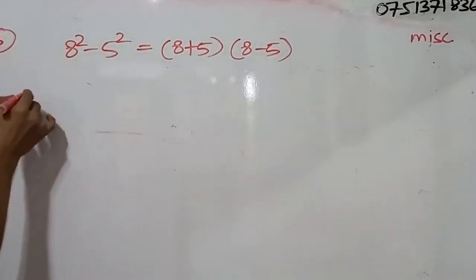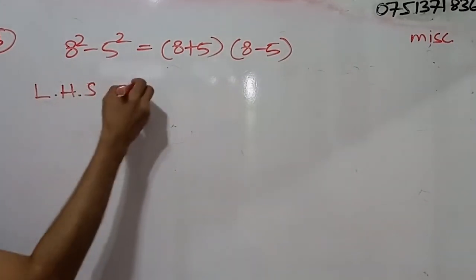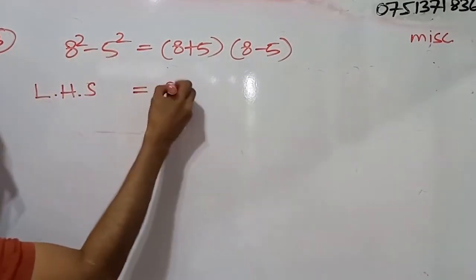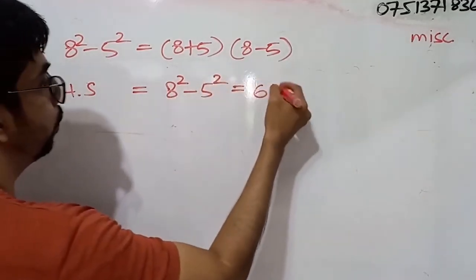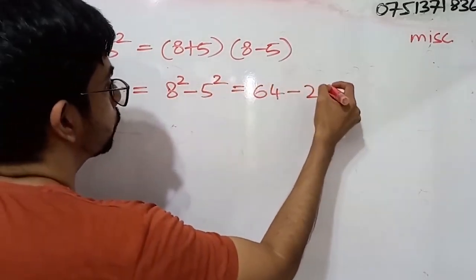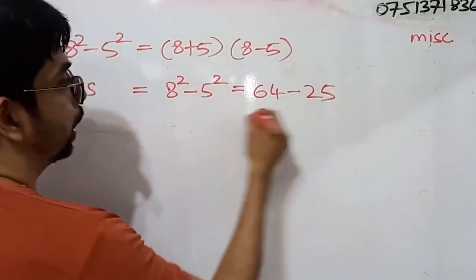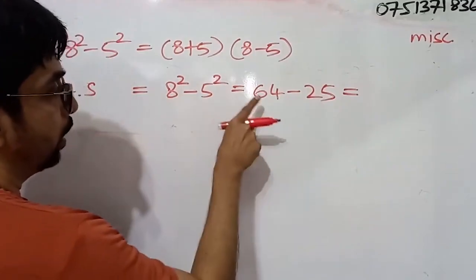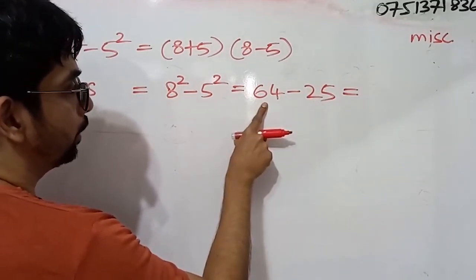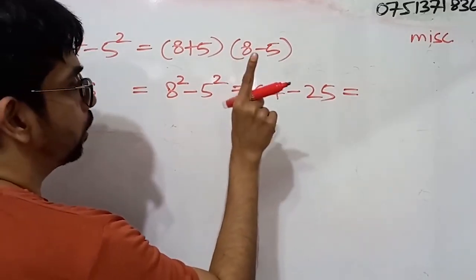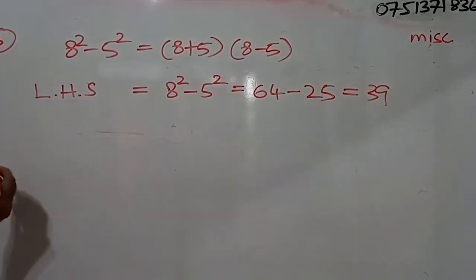Okay? So we will do the left hand side. We will simplify the left hand side. So LHS, that means left hand side. Right? So 8 squared minus 5 squared. 8 squared means what? 64 minus 25, sorry, 5 squared means 25. Right? So when we subtract these, 64 minus 20, we get a 44. Then 44 minus 4, that is 40. 40 minus 1, that is 39. Right. Then the right hand side.